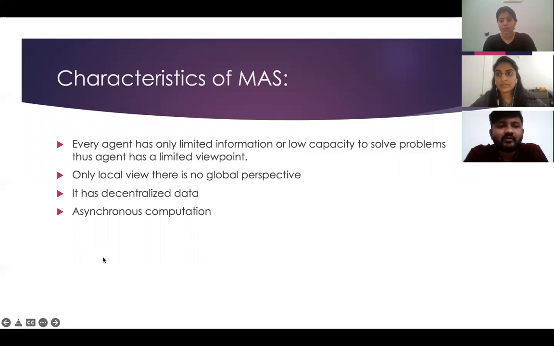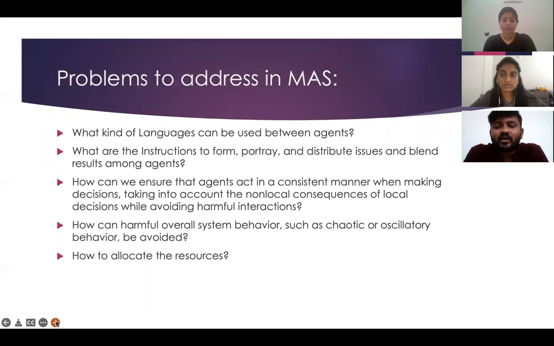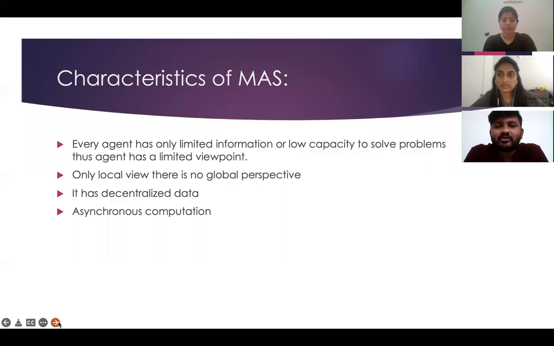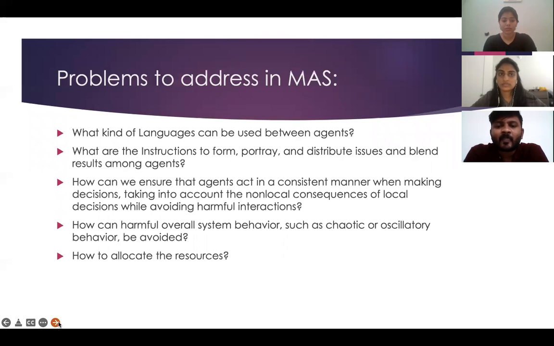Yeah, here are the four basic characteristics of multi-agent systems. Every agent has only limited information available. Basically, they all depend upon decentralized data, they all act on asynchronous computation, and they are all limited to the local perspective only. And there is no global perspective for the multi-agent systems.